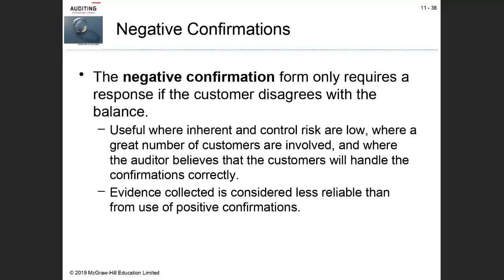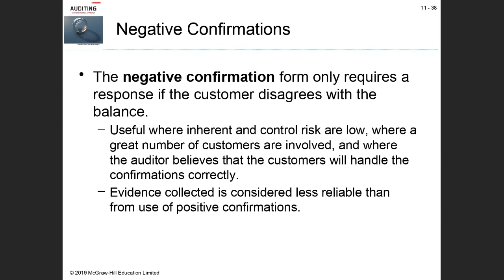Now, where they are used, as it points out here in the middle of the PowerPoint, this approach is useful where inherent and control risk are low. So that means when a client's internal control system is very strong, where there's a great number of customers involved, so thousands of customers, and the auditor believes that the customers will handle the confirmations correctly. Well, I'm not sure how you can gain that confidence when you're not talking to the customer. So I think that's a question mark on that one. But yes, this is when this approach is used.